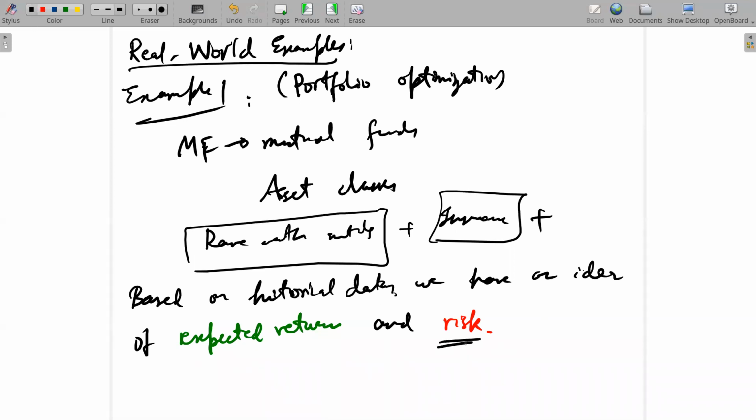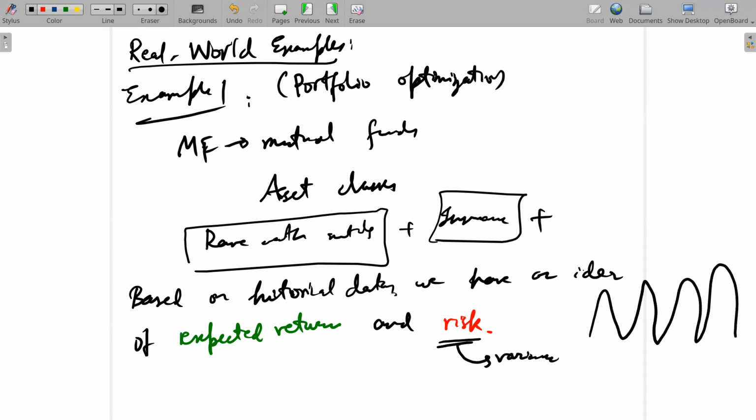So risk is variance. Historically, if something is fluctuating like this, it has high variance. So perhaps you bought here and the price goes here, or you could get lucky. You could start here and get here. So that's the risk historically. And expected return is the overall, general trend. So an optimization problem there might look like something.